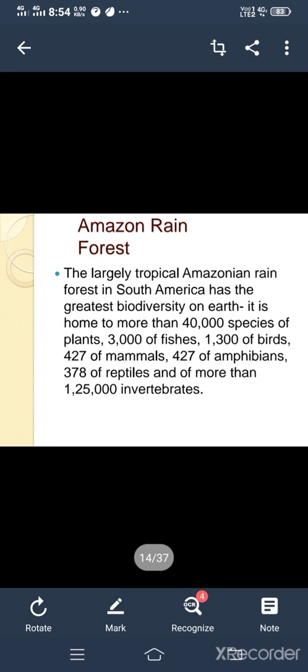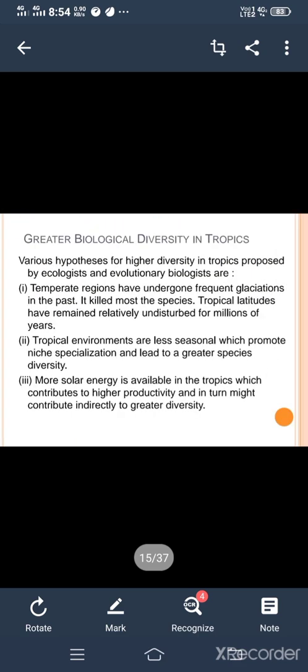Biodiversity, very rich. So next is greater biological diversity in the tropics. There are some hypotheses which explain why the tropics have more biodiversity when compared to the temperate and the polar regions.